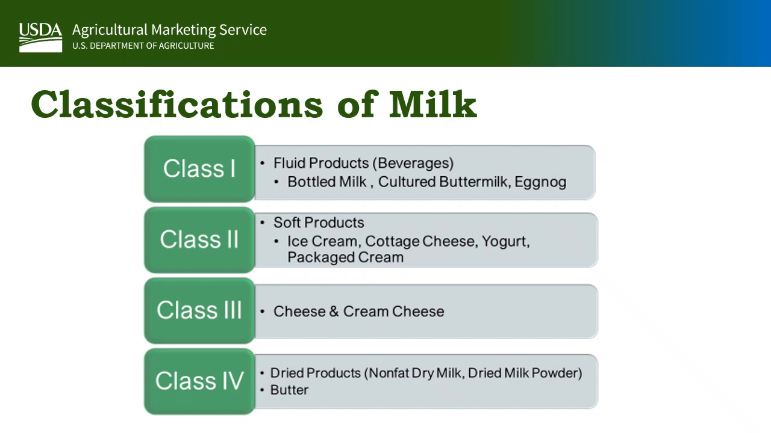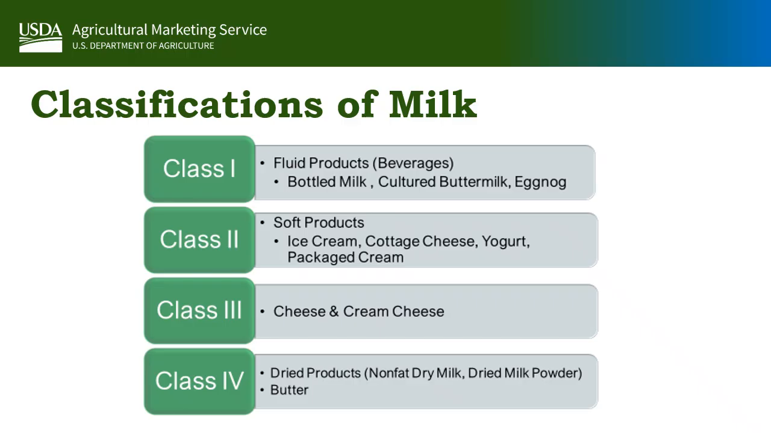Class 2 is milk that is manufactured into soft products like ice cream and other frozen dairy desserts, cottage cheese, yogurt, half and half, and creams including sour cream, aerosol whipped cream, and standard whipping cream. Class 3 is milk that is manufactured into cream cheese and hard cheeses. Class 4 is milk that is manufactured into butter and dry milk products like non-fat dry milk. As you can see, raw milk is used to make a variety of different products, and they all have different shelf lives and product values in the store.